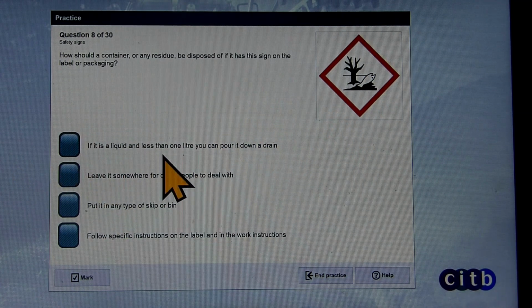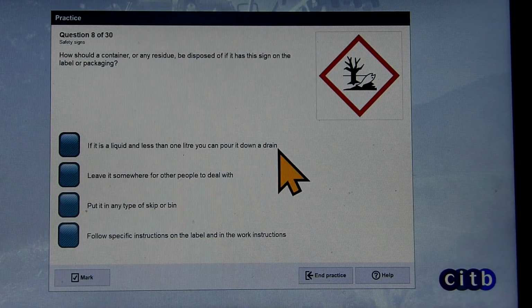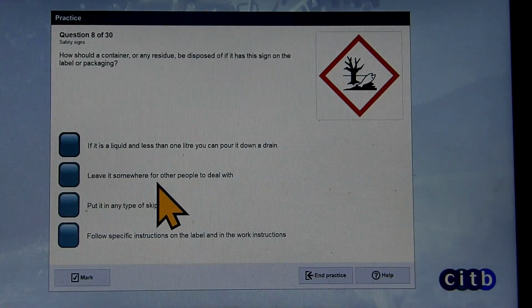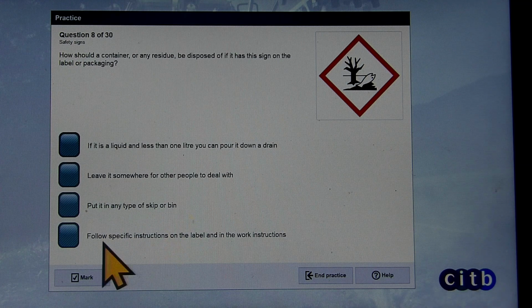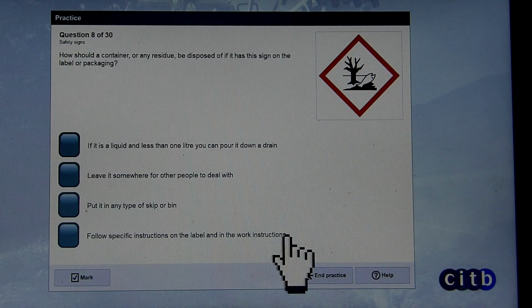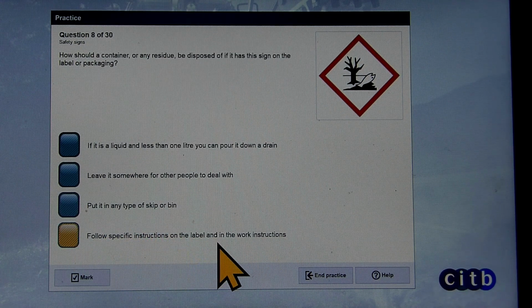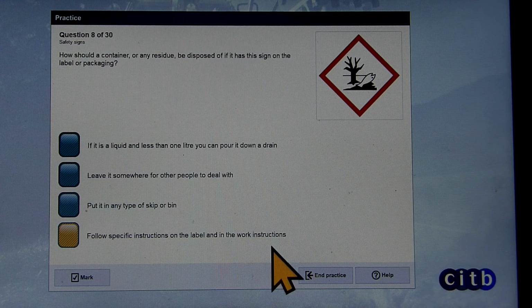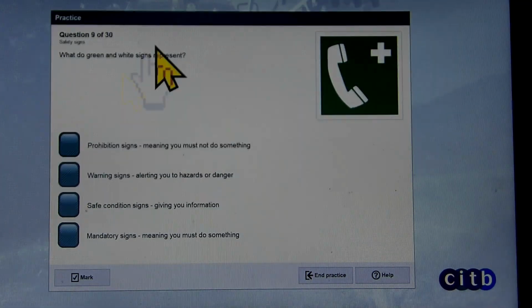So what does it mean? If it is a liquid, you can pour it down a drain, leave it somewhere for other people to deal with, put it in any type of skip or bin, or follow specific instructions on the label and in the work instructions. Follow specific instructions on the label and in the work instructions. Very good, well done.